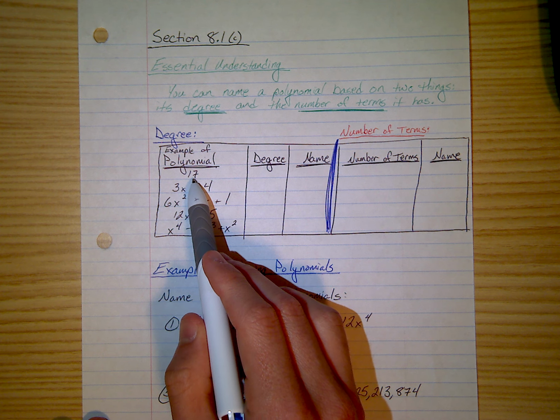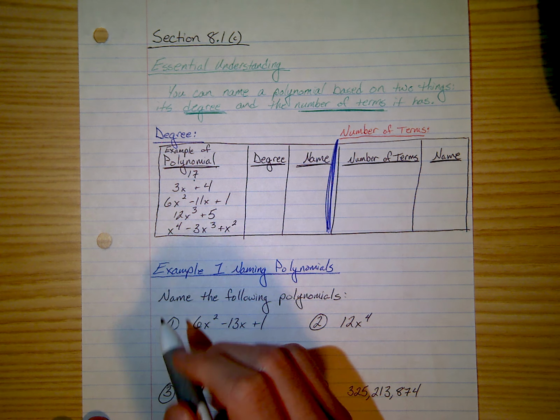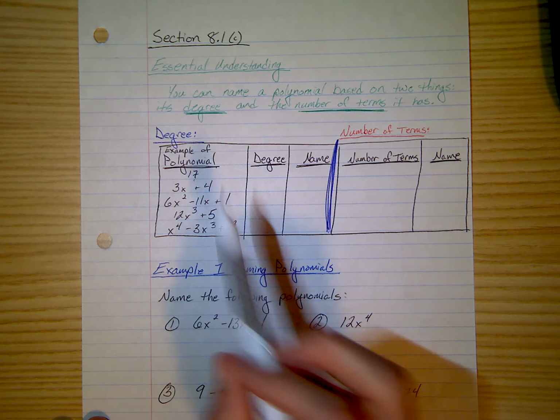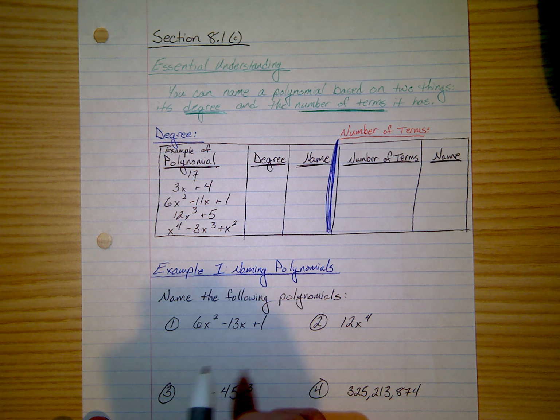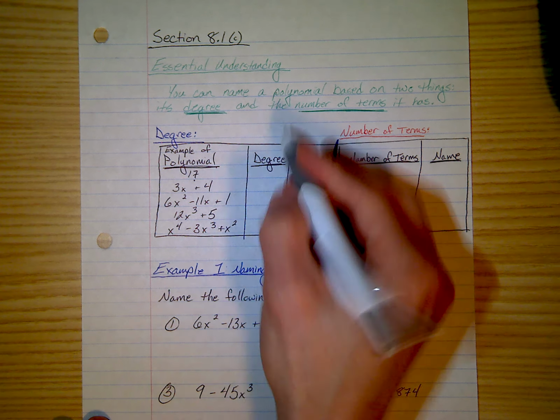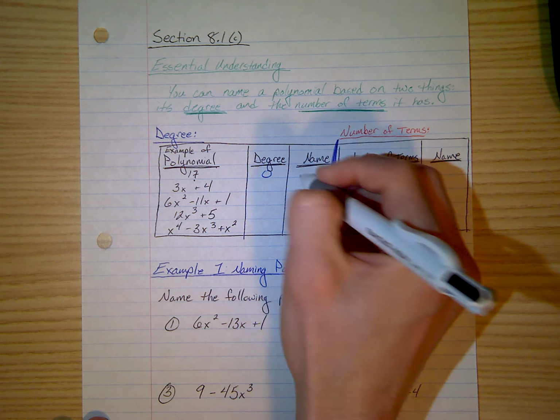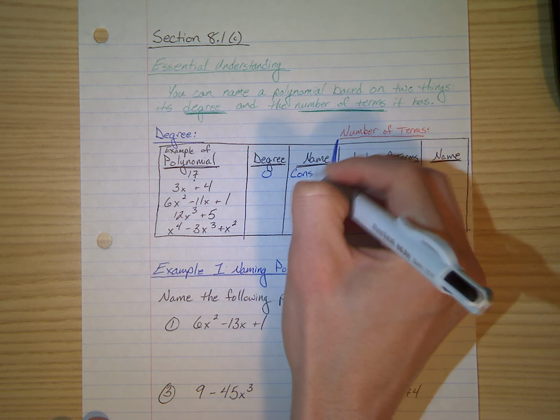If we just start at the top here, the first example is just a 17. Okay, it doesn't have a variable. All right, so remember the degree from last time was the exponent of the variable on the term. Well, since there is no variable, it is a degree 0. And what we call that is a constant.